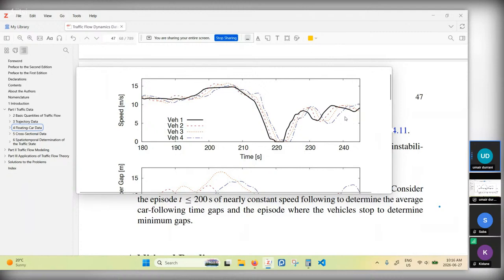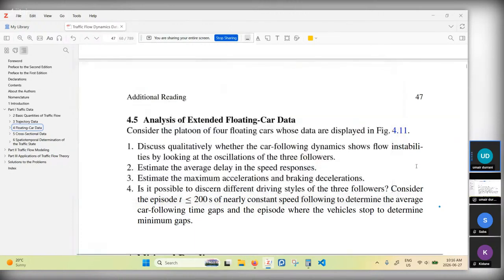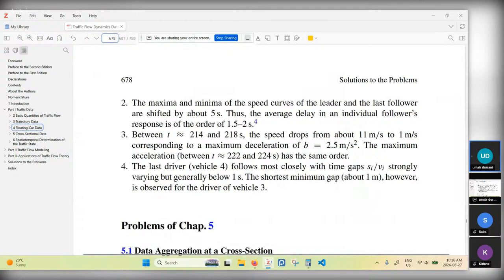But in traffic engineering, stability has a particular definition, and there are two types of stability. There's local stability and string stability. We have not yet discussed that, but the book will explain it to us in the later chapters. I believe it's chapter 16. But it does seem that there's some instability, but we cannot quantify that as we do not have the relevant tools right now. So let's see what the answer says here.